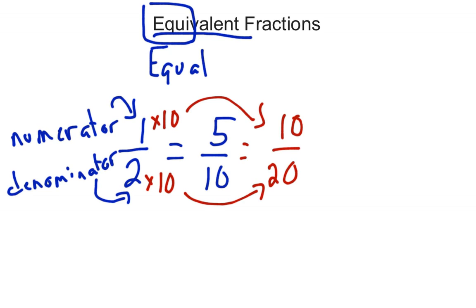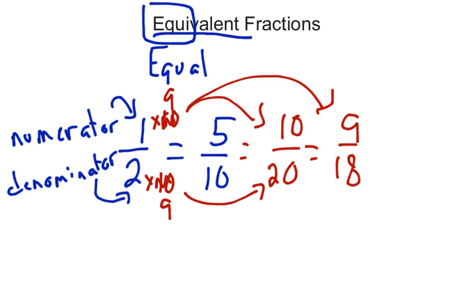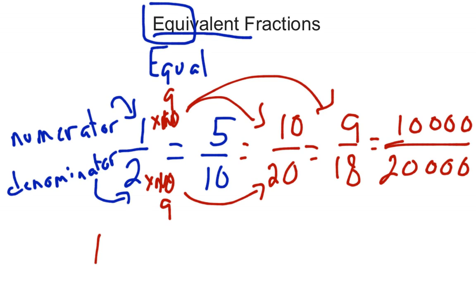Again, you could really multiply by anything. If I didn't want to multiply by 10, what if I wanted to multiply by 9? The key is, whatever you do to the top, you have to do to the bottom. So 1 times 9 is 9, 2 times 9 is 18. That also equals a half. In fact, if you start with a fraction like 1/2, one trick you could do is just add a bunch of zeros. 1, 2, 3, 4. Then I'd have to add 4 zeros on the bottom. 1, 2, 3, 4. So these are all equivalent fractions because they're all equal.